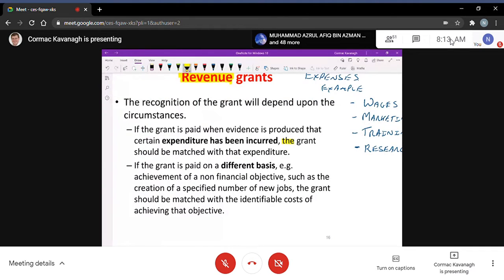So the approach here using the accruals concept is we will, to the greatest extent possible, match the grant, the income that we're receiving from the government, against the expenditure. So it may be in year one we pay $10,000 on marketing, and the government is going to pay us 40%, but we don't actually receive the money until year two, because we need to submit a claim to the government. They need to approve the expenditure and make the payment. If that's the case, we will make an accrual at the year end to recognize the fact that the money is due to be received.